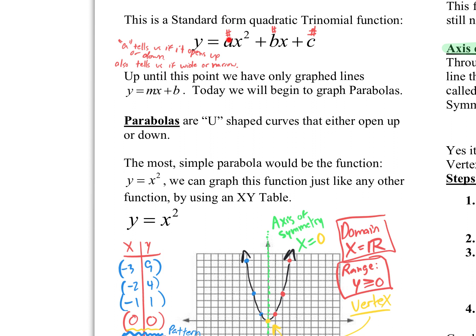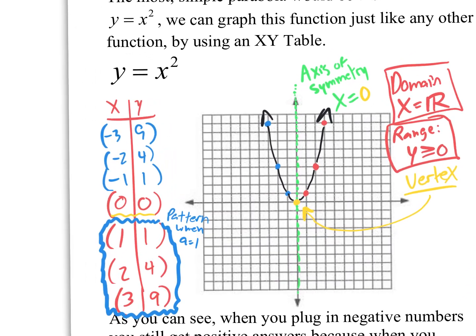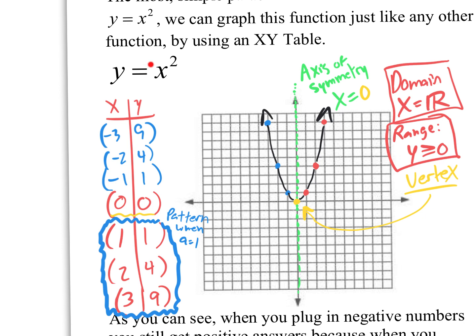If it's positive, it opens up. If it's negative, it opens down. But it also tells you if it's wide or narrow. So in this case, the A value is a positive one. That's why it's opening up. If it would have been a negative, it'd be opening down.